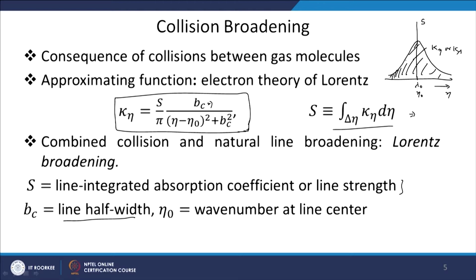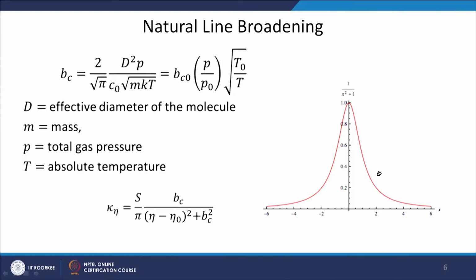Okay. So, we sometimes define the line as FWHM, that means full width at half maximum. So, that means at the half peak we define the full width, and sometimes we define as BC or half width. So, sometimes we define full width, sometimes we define half width, just to represent the spread of this line. Now, this is how this Lorentz shape looks like.